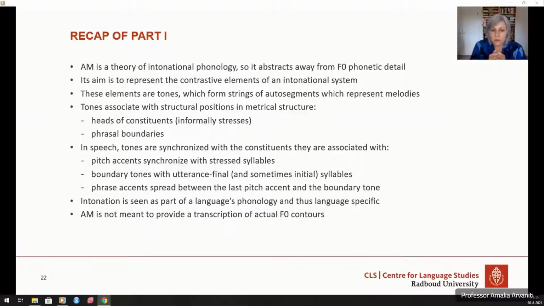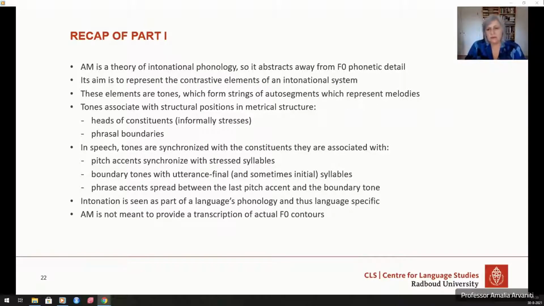These elements are tones, which form strings of autosegments, which represent melodies. These tones associate with structural positions in metrical structure, that is, with the heads of constituents, formally stresses, and with phrasal boundaries. When this abstract system is realized in speech, what we find is that tones are synchronized with the constituents they are associated with phonologically.